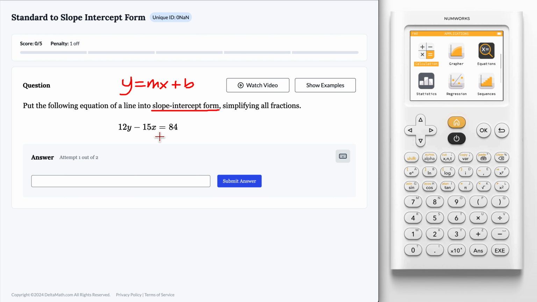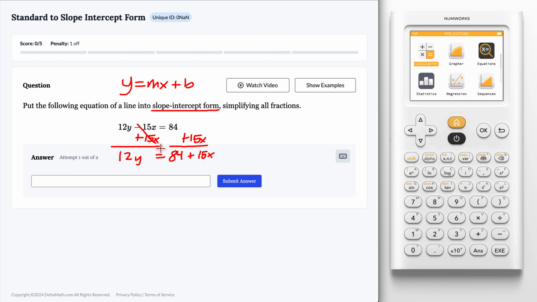Now, all that we're doing here, we have a y, we have an x, up here we have a y, we have an x. Our slope-intercept form is solved for y. So all we need to do with this equation is solve for y. So first thing I want to do is get rid of this 15x off the left. So I'm just going to add 15x to both sides, like so. And I'll be left with 12y equals 84 plus 15x.